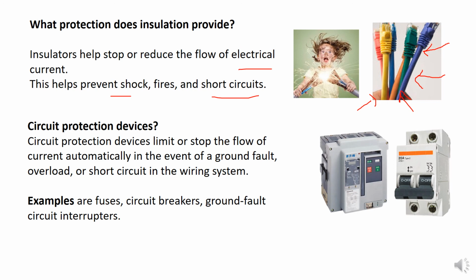So circuit protection devices: you can see these small circuit protection devices stop or limit the flow of current automatically. When any incident happens, they automatically switch off the electric current. Normally, in every lab or home, or everywhere, these are installed, and if somebody touches the electric current, the electricity automatically switches off through the whole area. So these are the kind of examples.